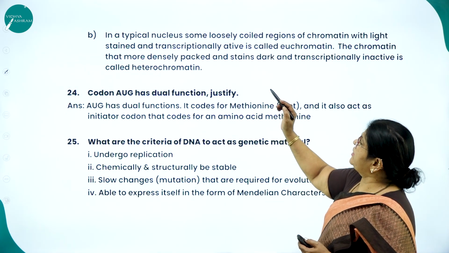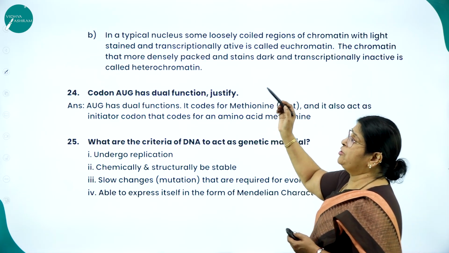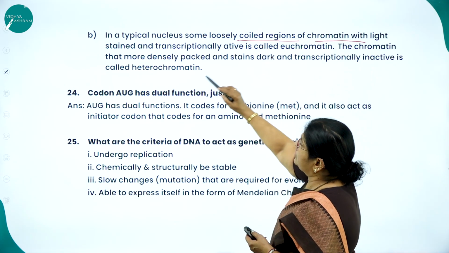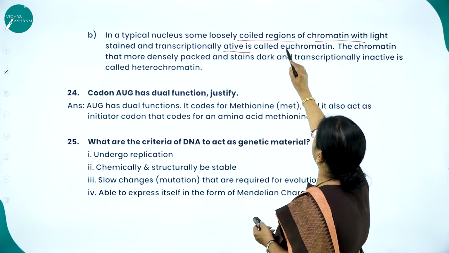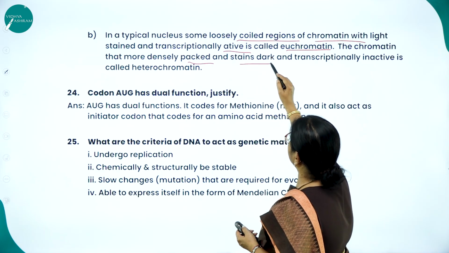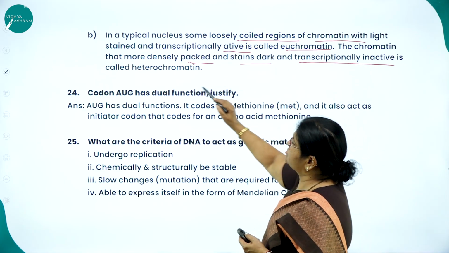Next, in a typical nucleus, I already explained euchromatin and heterochromatin. Euchromatin is what? Loosely coiled regions of chromatin with light stain, and transcriptionally active, is called euchromatin. The chromatin that is most densely packed, stains darker and is transcriptionally inactive is called heterochromatin.